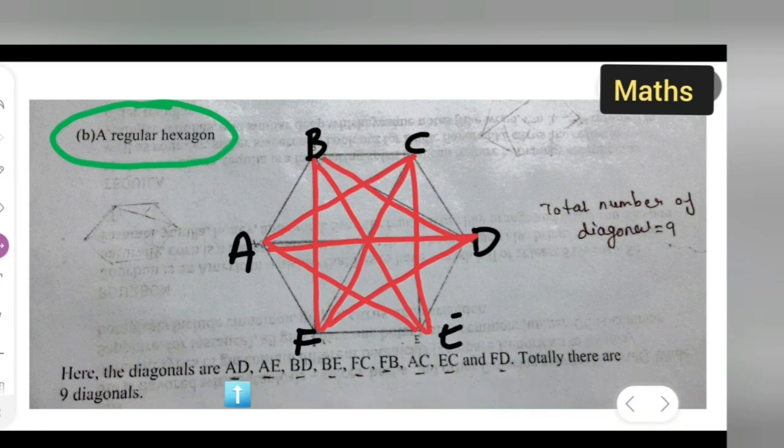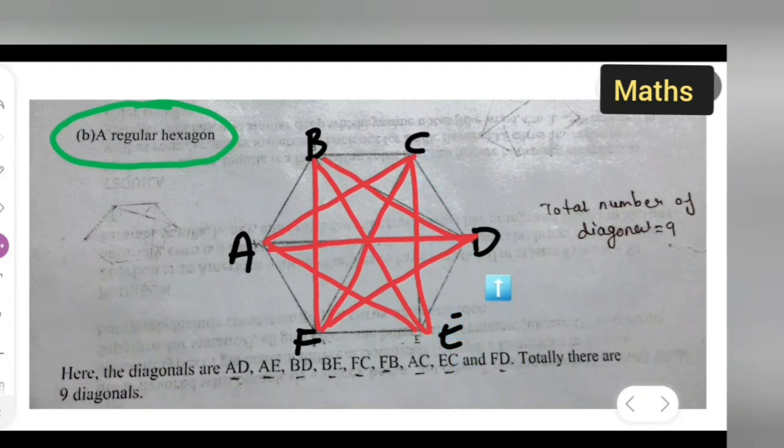Here are the diagonals: AD, AE, then BD, BE, then FC, and AC. Then we have EC.